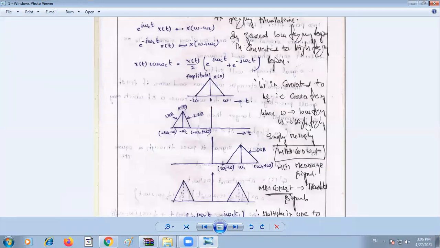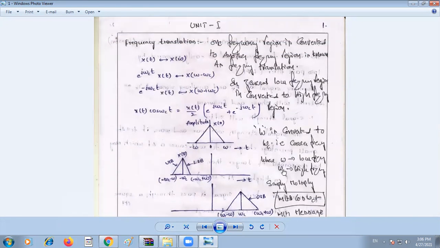So, in the previous class, we started the generation of amplitude modulation. Before going to that, you have to revise the concepts related to the basics of generation of amplitude modulation. In general, amplitude modulation comes from the frequency translation process. The signal has to be translated from low frequency to high frequency whenever the multiplication process takes place.